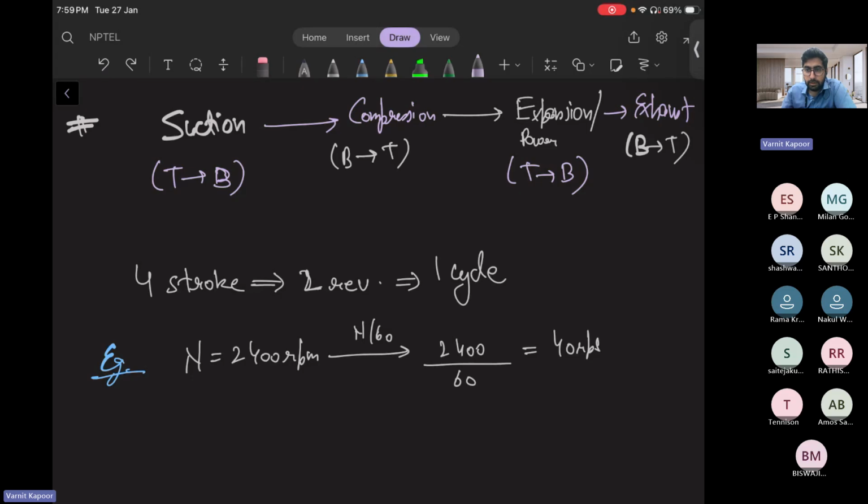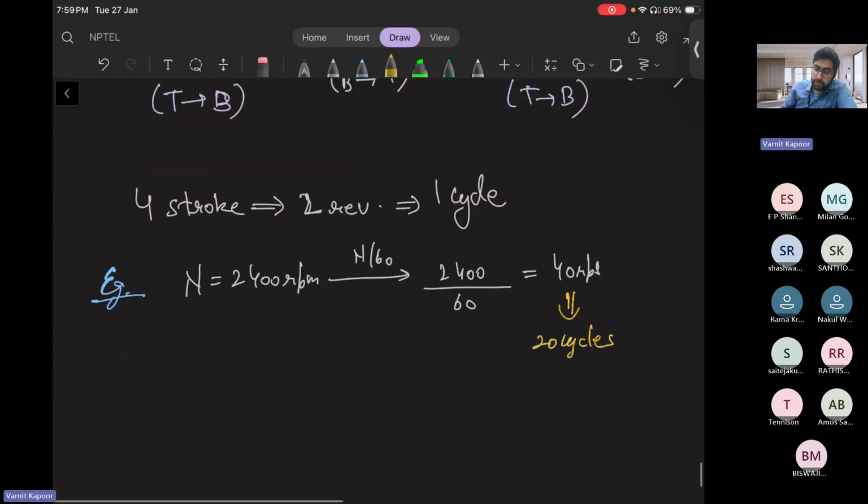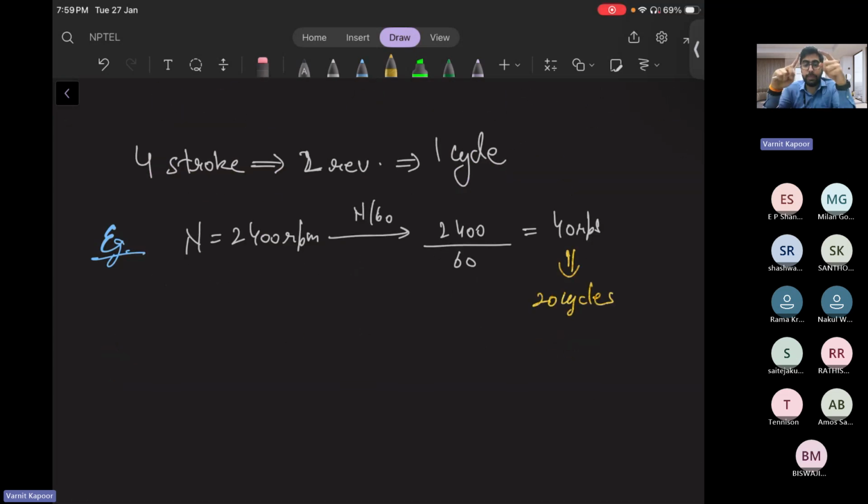Biswajit, how many cycles? 20 cycles. 20 cycles, correct, Amos, right? Because 2 revolutions make 1 cycle, so 40 revolutions will make 20 cycles, correct? Okay, so that is 20 cycles each.